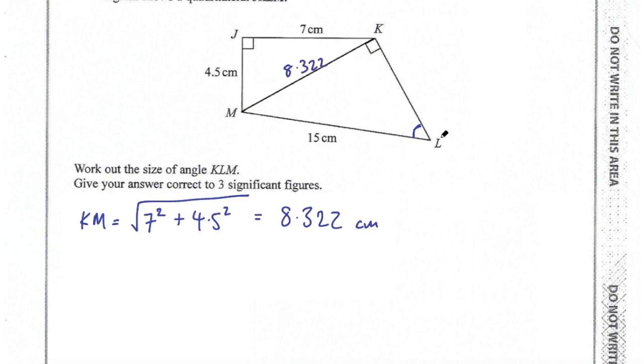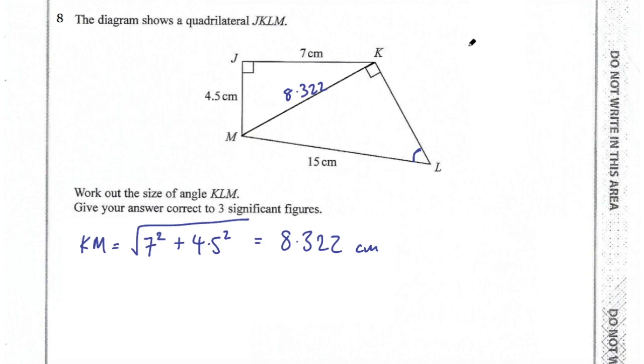And now we have this length. We can use the trigonometric ratios to find the angle in here. So I might just draw this triangle in a different orientation. So if we draw it like this, it just might be easier to see what I'm explaining. So this is a right angle triangle. This is K down here, M over here, and L up here. So I've just flipped this triangle around, and we have the hypotenuse, which is 15. And we have side KM, which is 8.322, and we're looking for this angle in here.